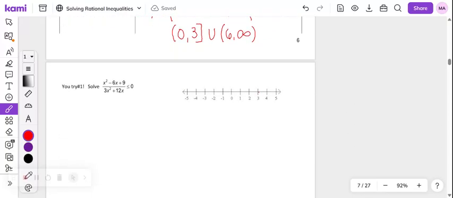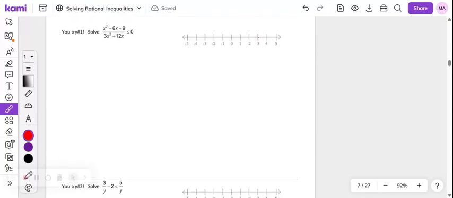Okay, let's go try a second one. So looking at this one, a couple things are nice. Number one, it's already got the 0 on the right side, and it's only one fraction, so we don't have to get common denominators. We just have to deal with what we have in front of us.